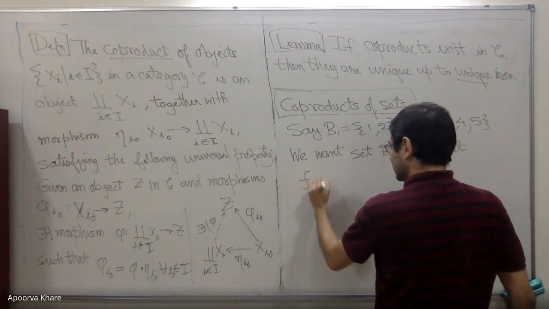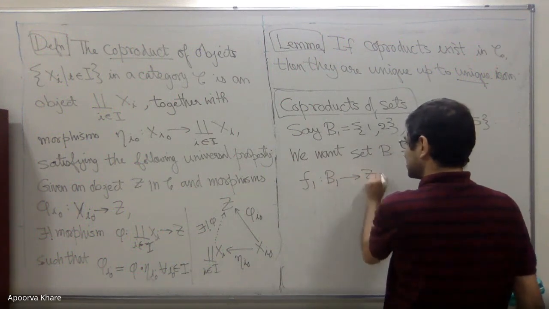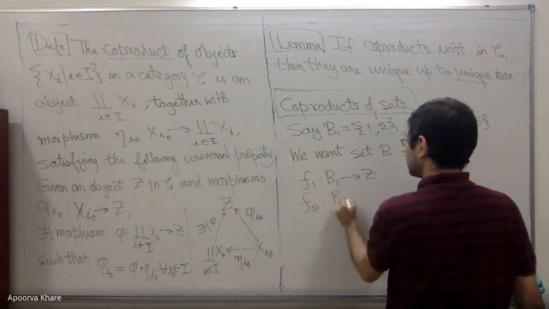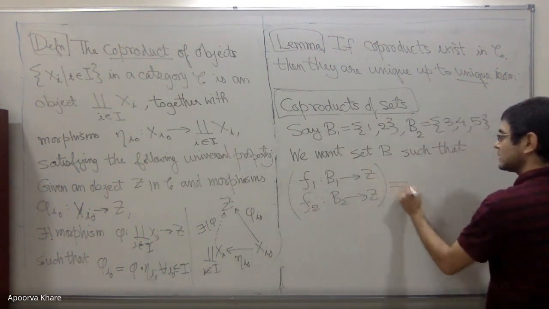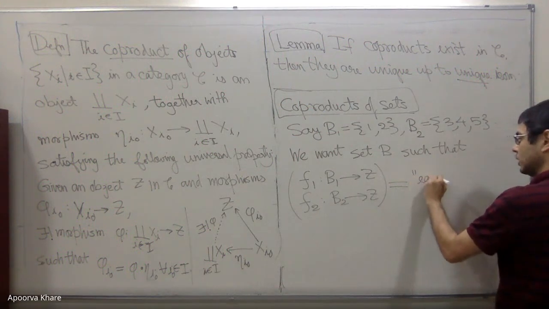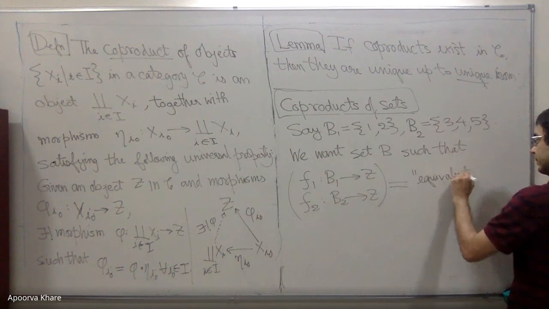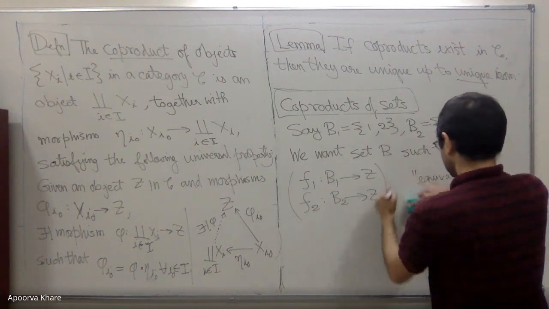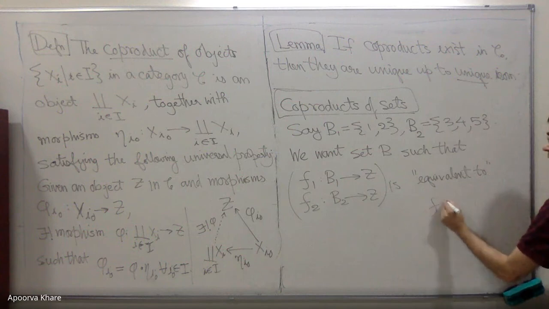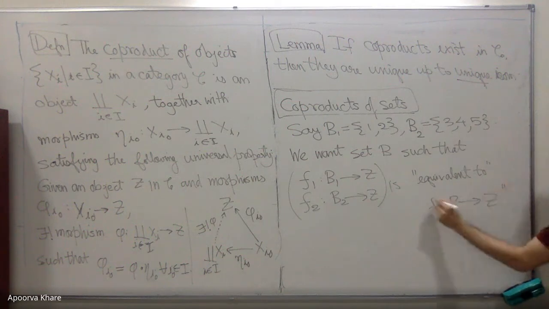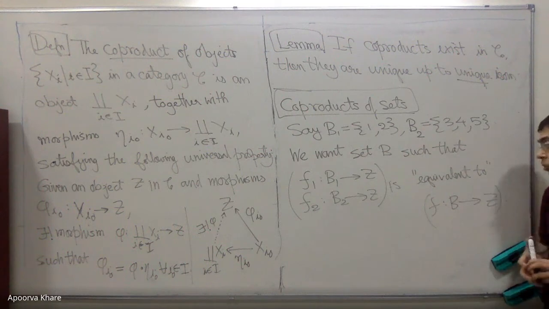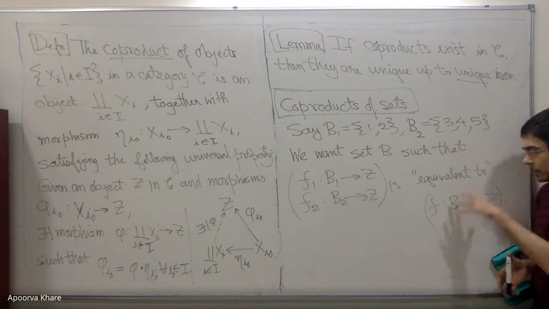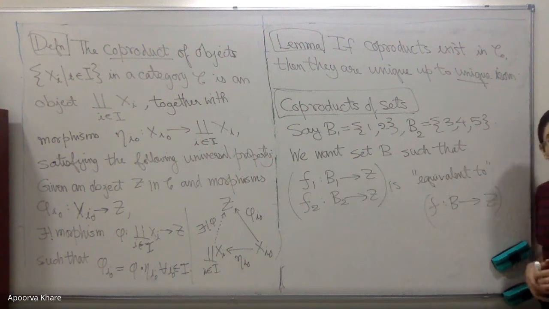if you take any function f1 from B1 to Z and any function f2 from B2 to Z, giving such morphisms is equivalent to giving some function from B to Z. So how can all of this data be gathered by a function from one set, with no more information? It is equivalent to this. No extra information is here. This data gives you that data.